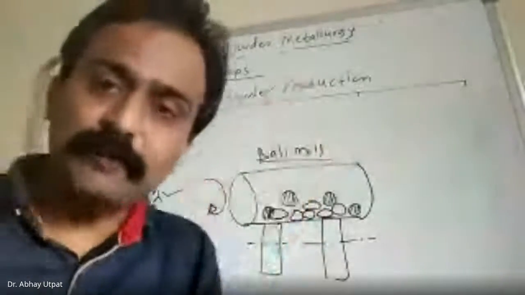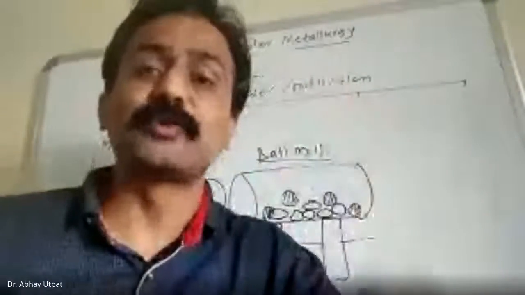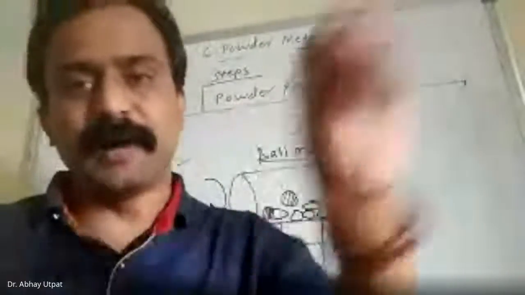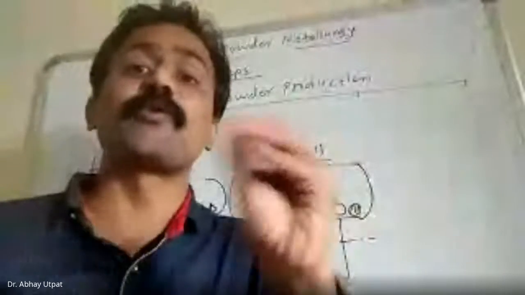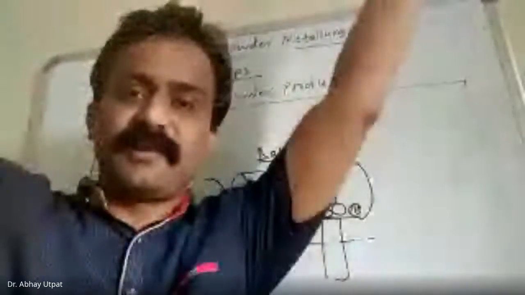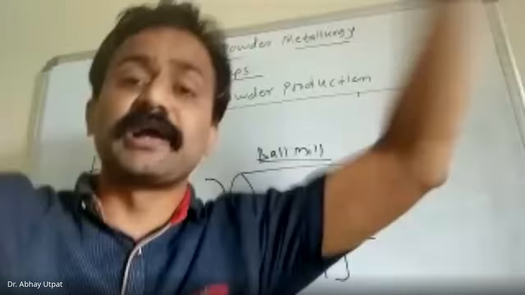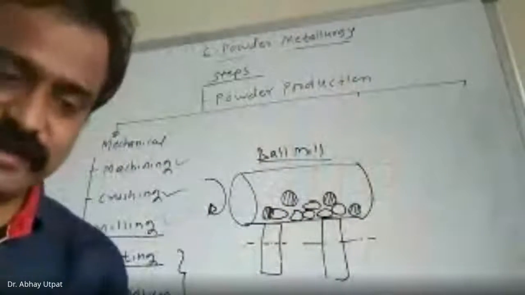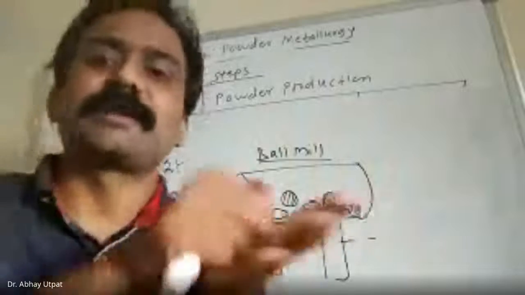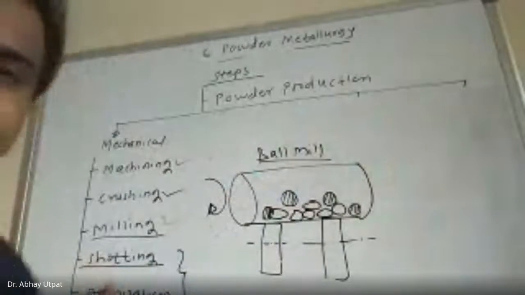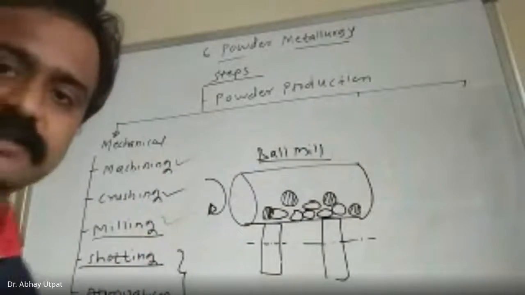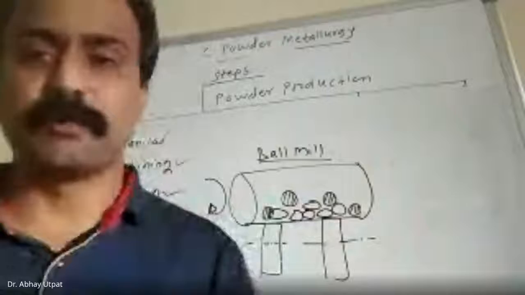So molten metal is passed through a nozzle with compressed air. I repeat once again, molten metal is passed through a nozzle with compressed air. And it goes into the air in the form of sprinkles, fawara. As soon as it goes in the air, it converts into solid and falls on the ground as particles. Then it is collected together and pulverized. So this is atomization. Machining, crushing, milling, shotting and atomization, these are the mechanical methods of producing powder.